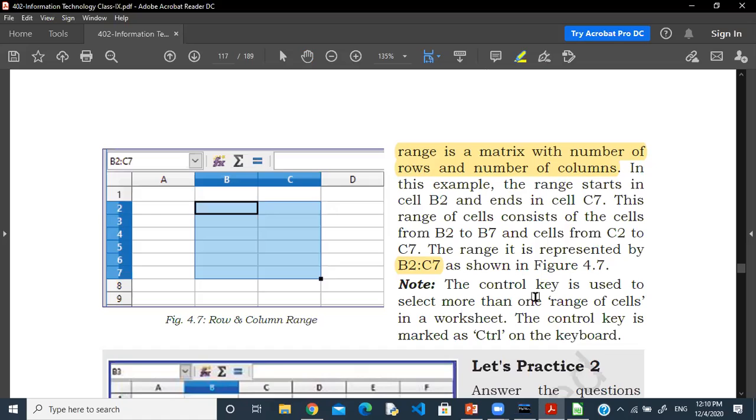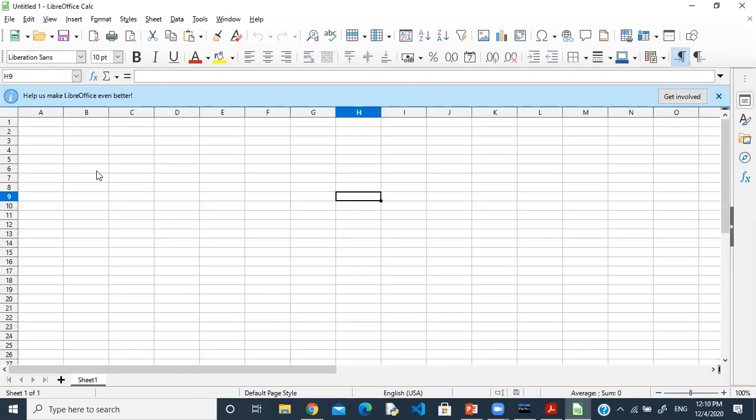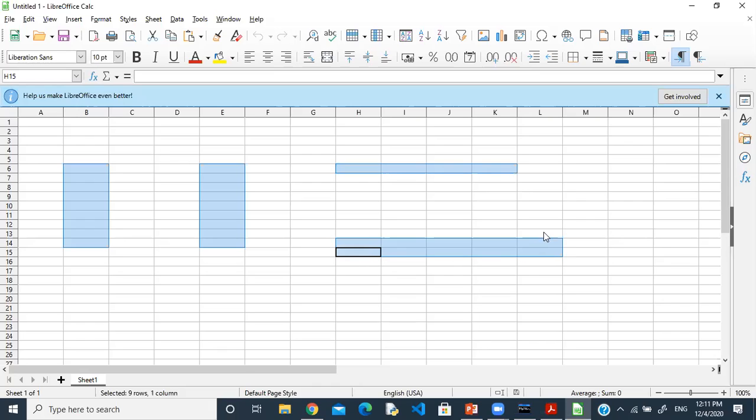The Control key is used to select more than one range of cells in a worksheet. Suppose I want to select multiple ranges. This is one range. Now I want to select another range which is not continuous. In that case, first select one cell range, then press the Control key and start selecting another cell range. I'm still holding the Control key. Look at this. This way we can select multiple cell ranges by using Control.